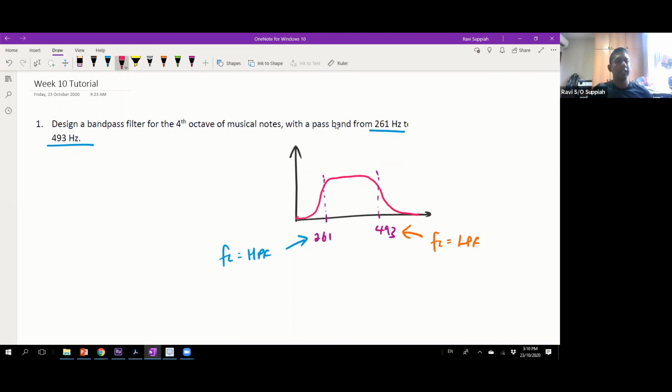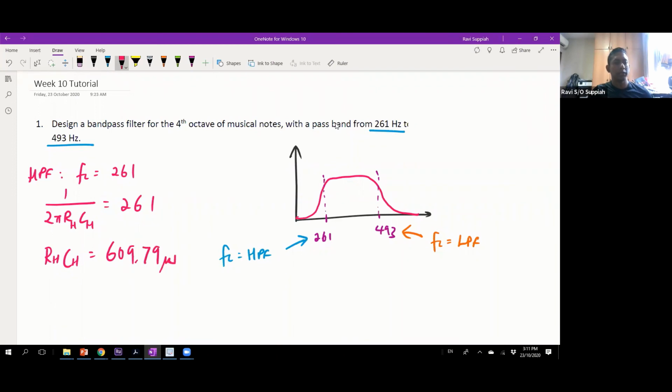If you look at the high pass filter, we say that the FC is equal to 261, and FC is 1 over 2 pi RC, correct? In this case, I call it H and H, so the high pass filter RC is equal to 261. When I solve it to get the R and C combination, I'll get 609.79 microseconds.